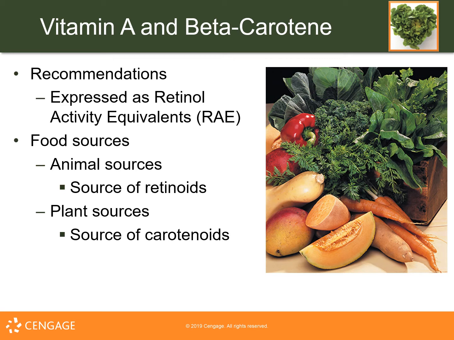Food sources: animal sources provide retinoids, and those include liver, fish, milk and milk products, butter, and eggs. Plant sources, which provide carotenoids, include fruits and vegetables like cantaloupe, carrots, and sweet potatoes, as well as dark green leafy vegetables like broccoli and spinach. Those are green and not orange or yellow because of the chlorophyll, which is that green pigment. It masks it.